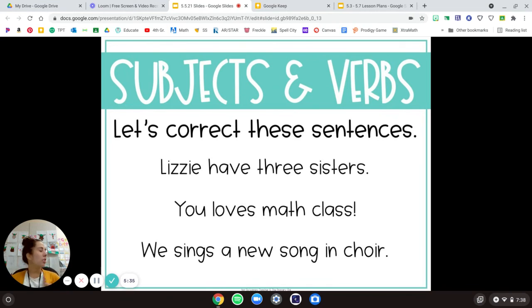Okay? So just think through. Does it sound good? If it's singular, it needs to be a singular verb. If it's plural, it needs to be a plural. Okay? Let me know if you have questions. Next time we will do our notebook page.